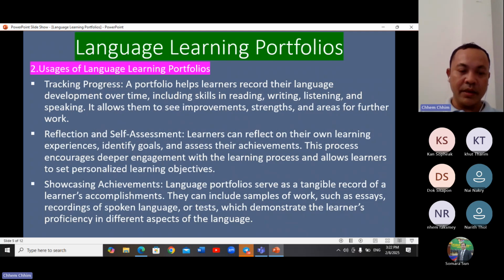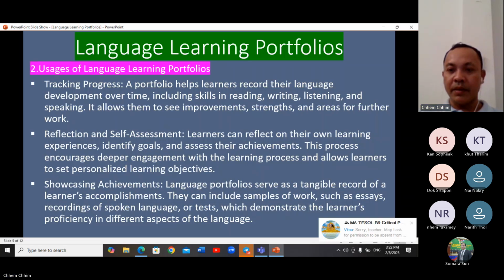And next, the use of language learning portfolios is reflection and self-assessment. Learners can reflect on their own learning experiences, identify goals, and assess their achievement. And this encourages deeper engagement with the learning process and allows learners to set personalized learning objectives.